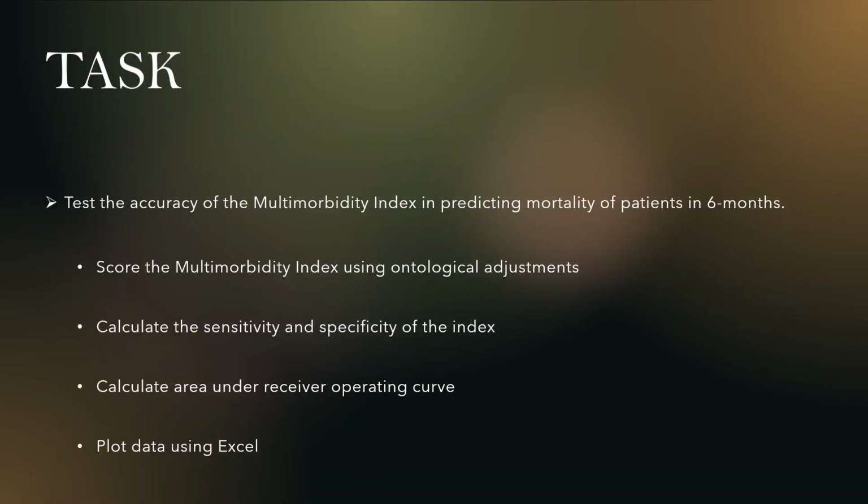So the task for this assignment is to test the accuracy of the multimorbidity index in predicting mortality of patients in 6 months. And then after recording the score of the multimorbidity index using ontological adjustments, calculating the sensitivity and specificity of the index, and calculating the area under receiver operating curve, and plotting the data using Excel.